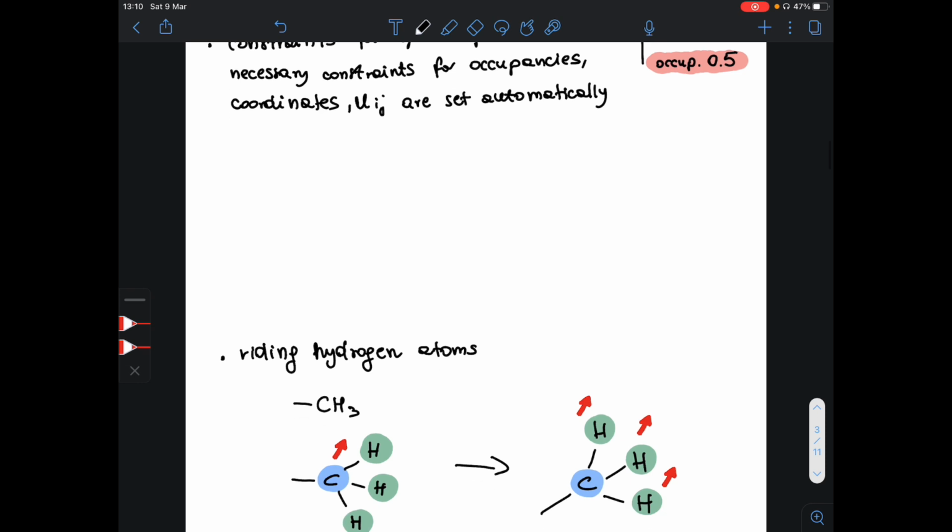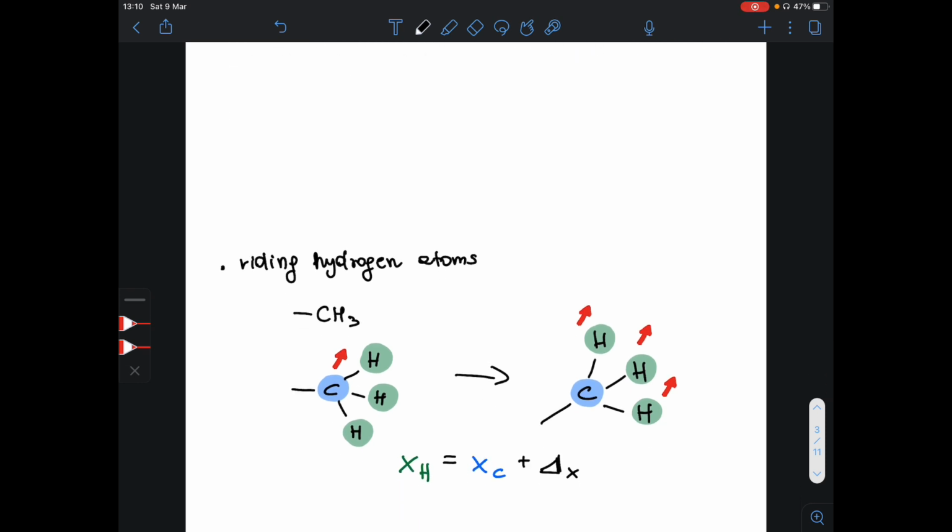Another example of constraints are the constraints related to riding hydrogen atoms. When we refine hydrogen atoms, we usually place them geometrically, and we say that they ride on other atoms, because whenever that other atom changes its position, the hydrogen atoms follow the atom they are connected with. So basically, we reduce the number of parameters by relating the positions of hydrogen atoms to the position of, let's say, the carbon atom they are connected with.